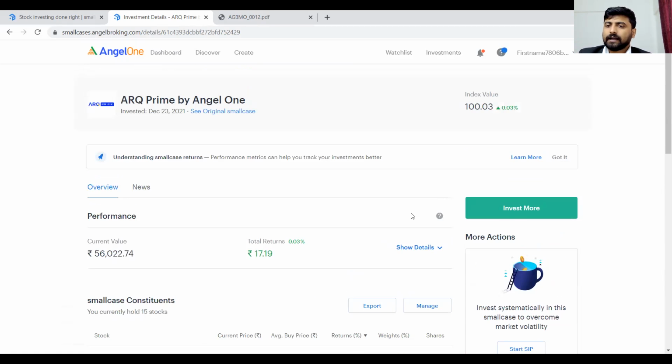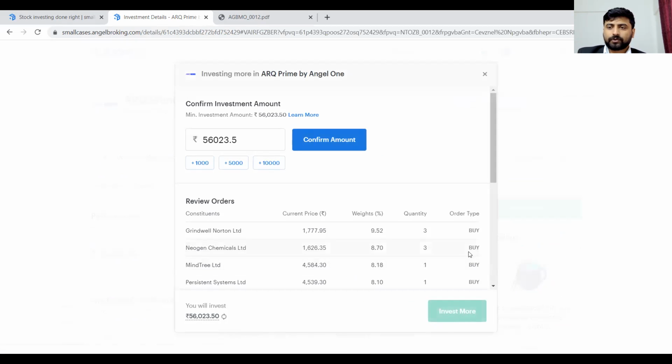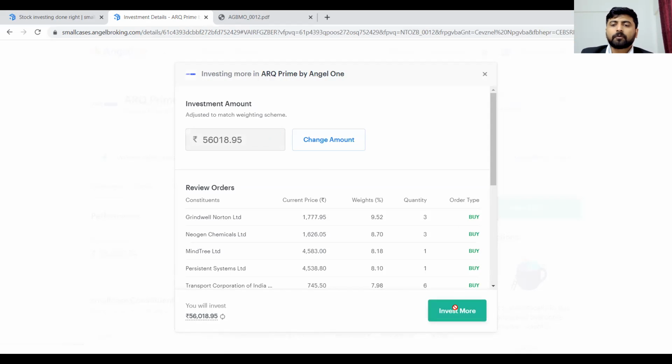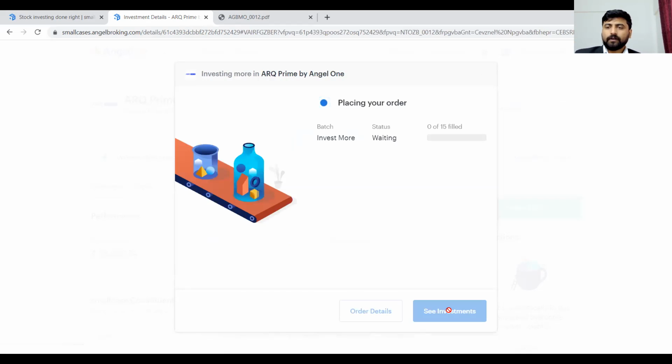So once you've done that, you can click on the invest more option here. Once you do that, the minimum investment amount will be presented here. Now, if you wish to increase the minimum investment amount, you can feel free to do so. If you want to continue with the same amount, you can continue with the same amount. In this example, we are going to continue with it. Then I'm going to click on confirm amount and I'm going to click on invest more and confirm orders.